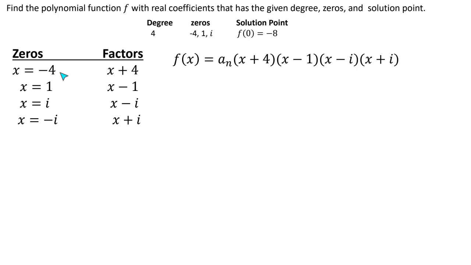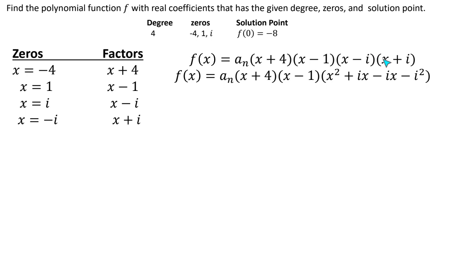So you want to get the factors. So the factors of x equals -4 is x plus 4, and then we have x minus 1, x minus i, and x plus i. So we're going to set it up as a polynomial, and I'm going to use a as my leading coefficient because I don't know what it is. And I encourage you to multiply the imaginary parts first.